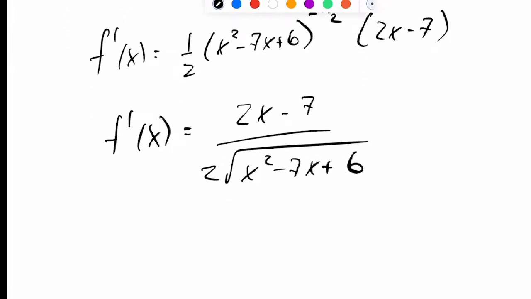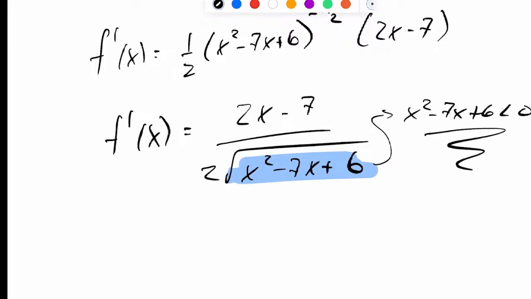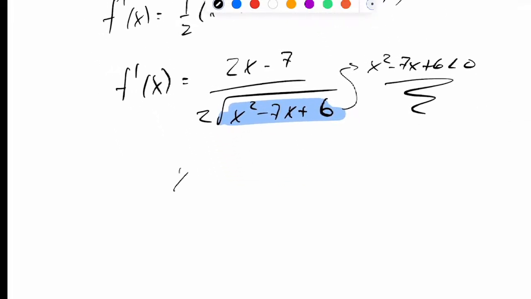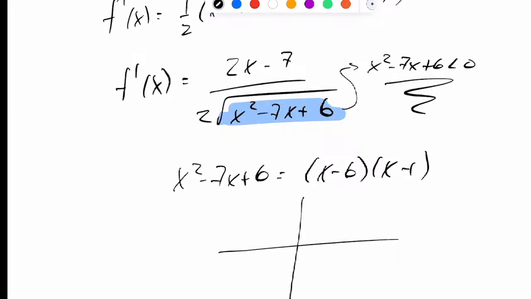And they're asking where is it not differentiable? It's not differentiable when the bottom, essentially x squared minus 7x plus 6, is less than 0. So whenever that's less than 0, it's not differentiable. I just have to figure out where that happens. But this is a quadratic, so this factors into x minus 6, x minus 1. If I graph this, it opens upwards and has roots at 1 and 6.